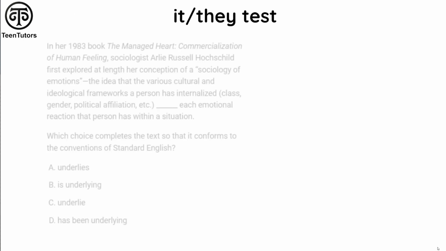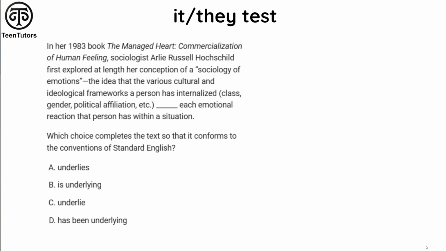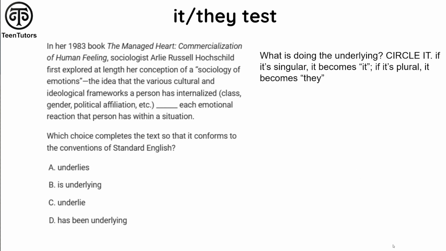Okay, so the next topic we have to understand is the it-they test. So what the it-they test looks like is when we have a question where all the verbs are the same and it's just a different version of that same verb, what we're going to do is employ the it-they test. So what we do is we say, okay, what is doing the underlying? We're going to circle it. If that answer is singular, then we're going to call it an it. If it's plural, then we're going to call it a they. And then you'll see what we're going to do with that, right?